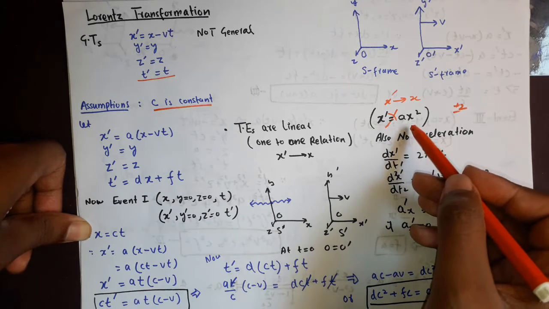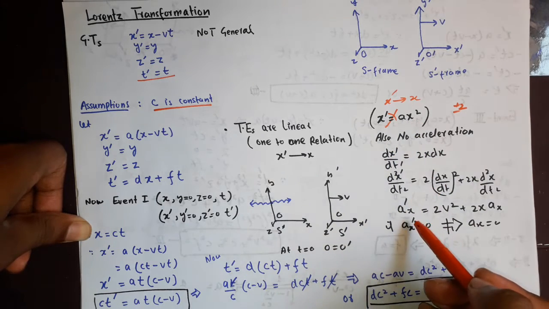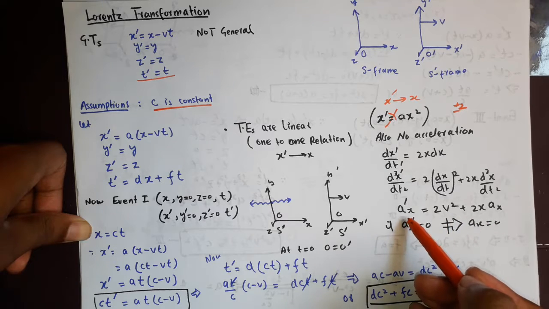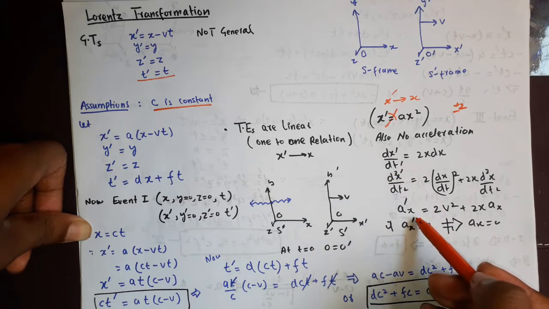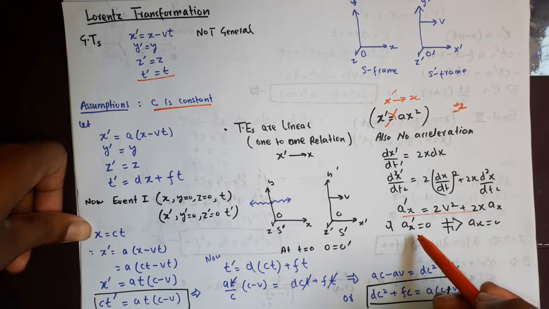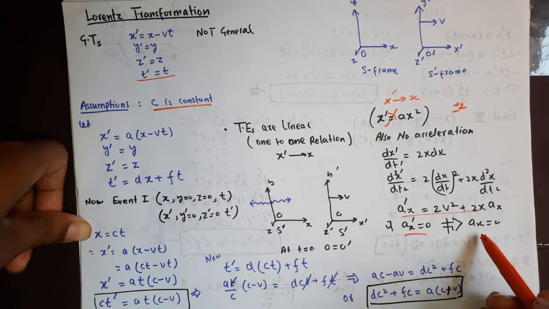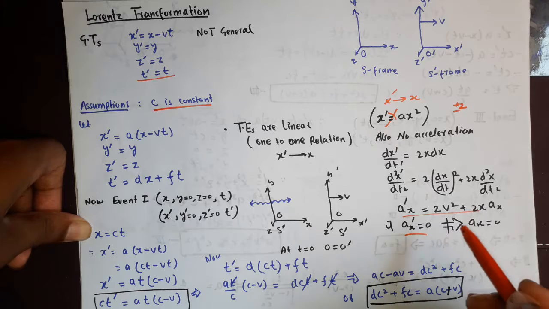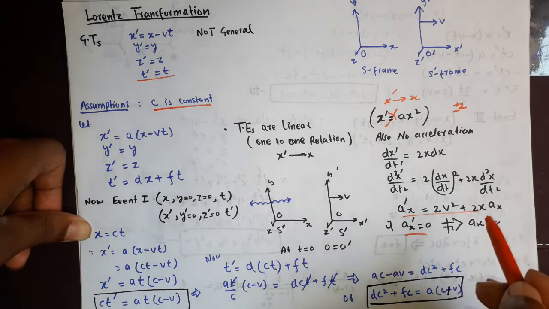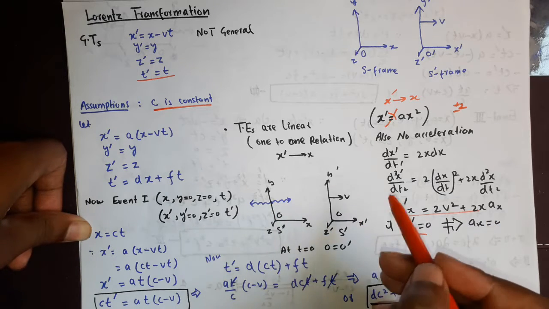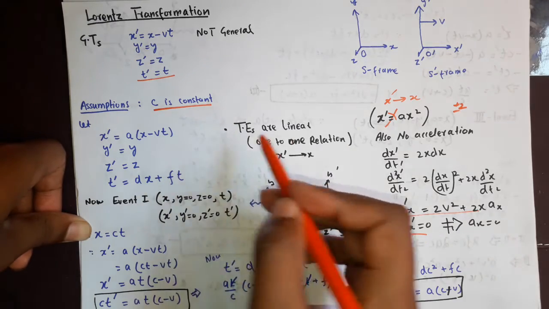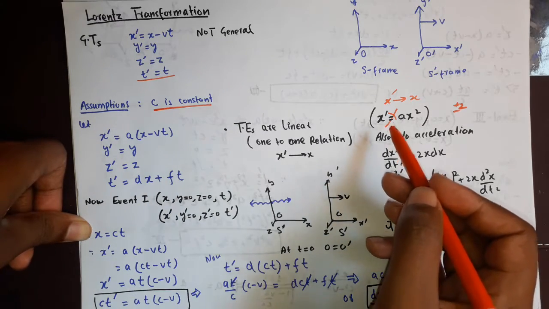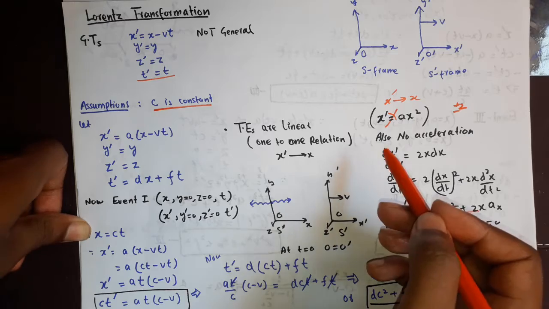Also, if it is like x squared, we will have acceleration, that is, if you differentiate this expression you get an acceleration. If the acceleration in this frame is 0, in the S frame the acceleration does not become equal to 0, so that is not possible. Acceleration in both the frames should be equal to 0. So we take our assumptions that c is constant, the transformation equations are linear, and there is a one-to-one relation.